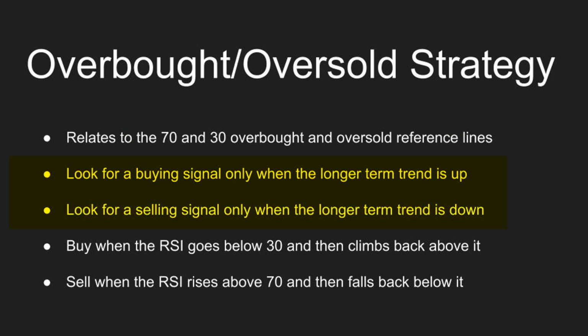So if, for example, the 1 hour chart indicates oversold and when you go to the daily chart you see a long-term positive trend, then enter the trade. And the same on the flip side. In other words, only trade this signal if it's compatible with the long-term trend.